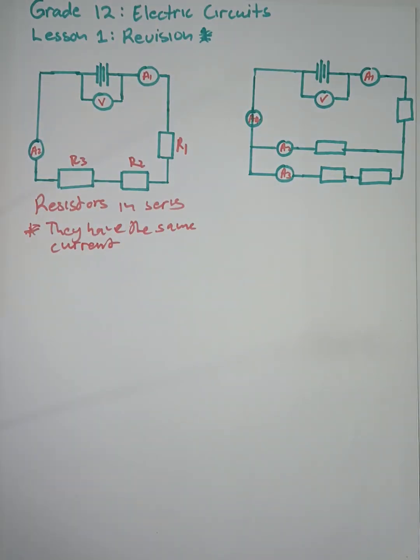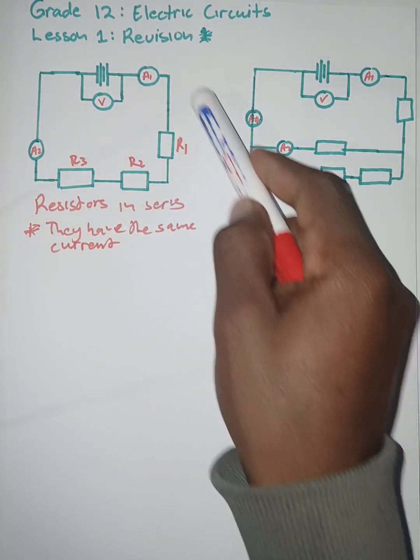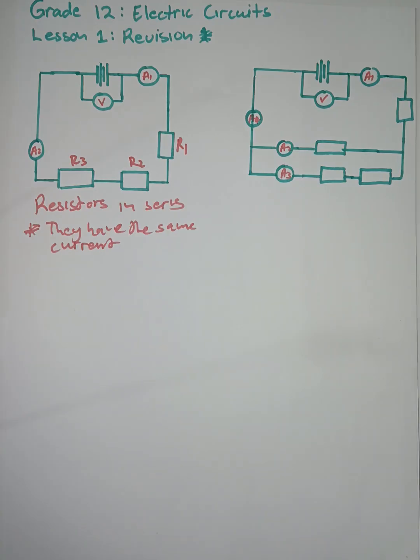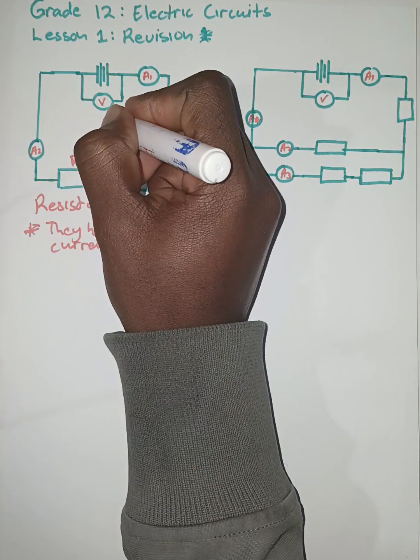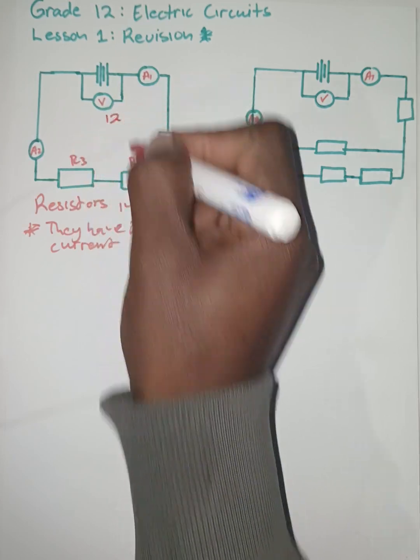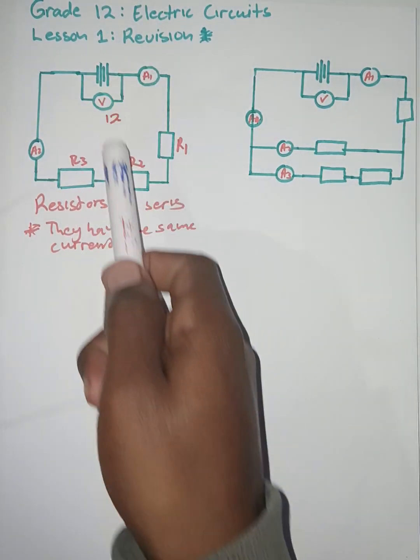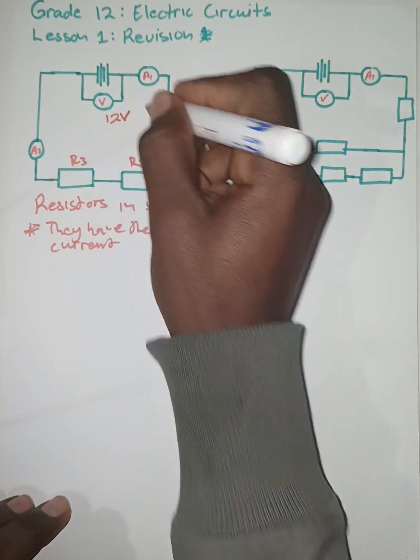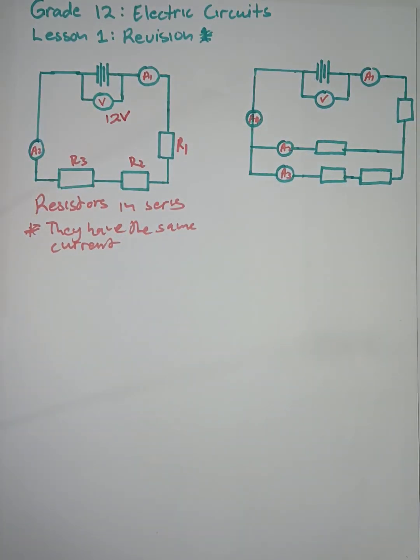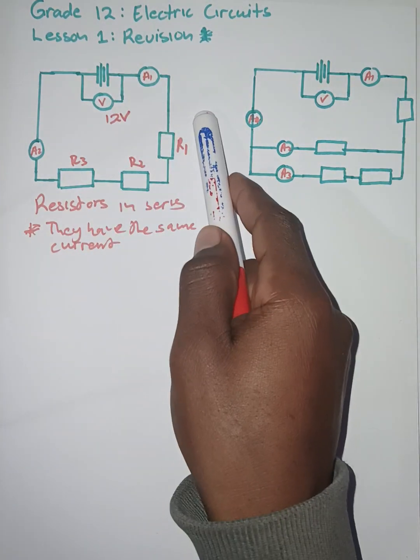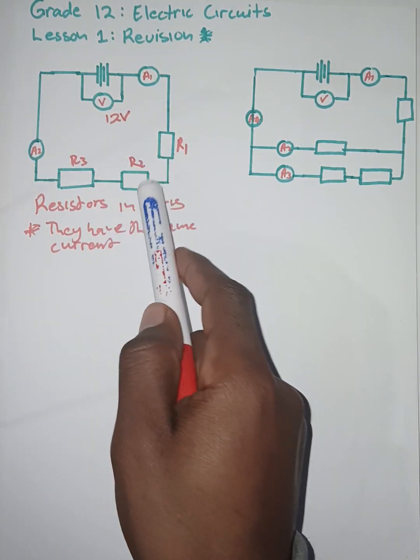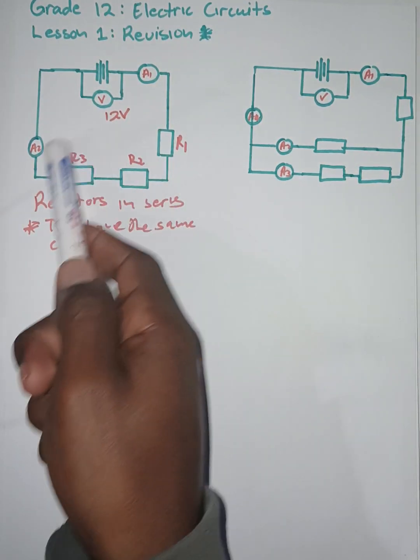The second thing you need to note is that resistors that are in series divide the voltage. Suppose the battery supplied a voltage of 12 volts. Resistors in series divide the voltage, meaning some of the voltage supplied by the battery will be used at R1, some at R2, and what's left will be used at R3.